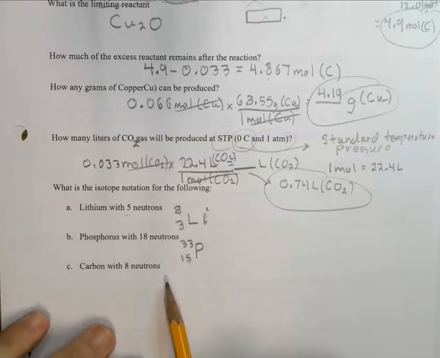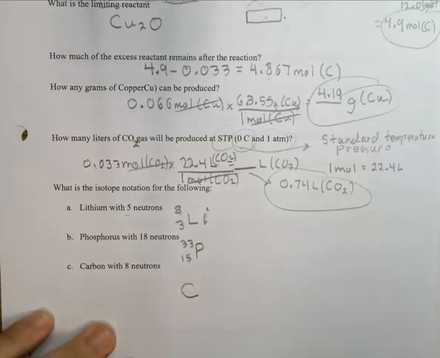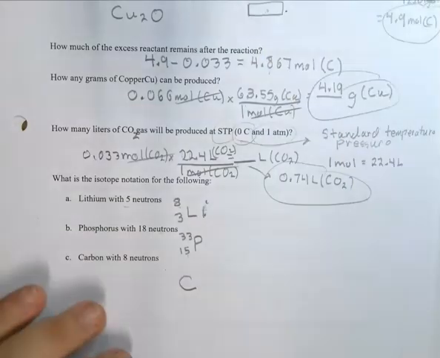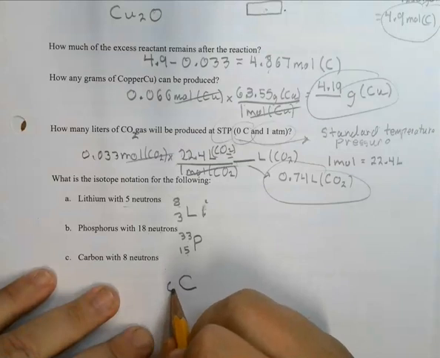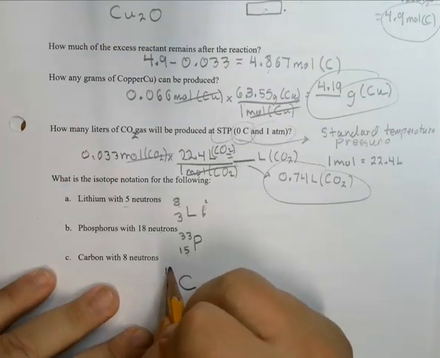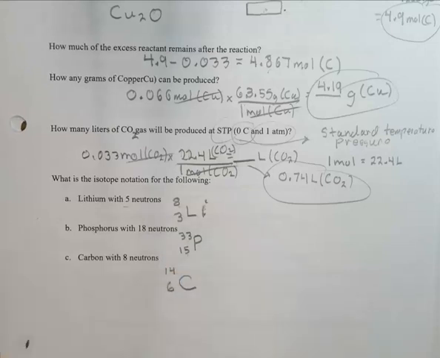Okay, next is carbon with 8 neutrons. We put a C. We look at our periodic table and see that carbon has 6 protons, atomic number 6. And 8 neutrons plus 6 is 14. This is the very famous isotope of carbon that's used to date fossils and lots of old stuff. We'll talk about how that works. We don't have a lot of time, but it's kind of an interesting little side topic. So that's how you write the isotope notation for carbon-14.